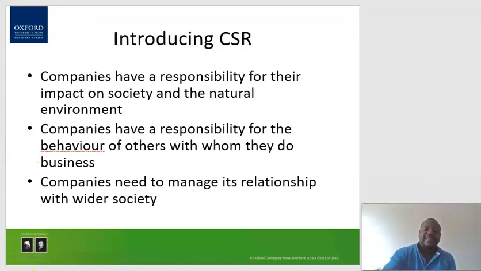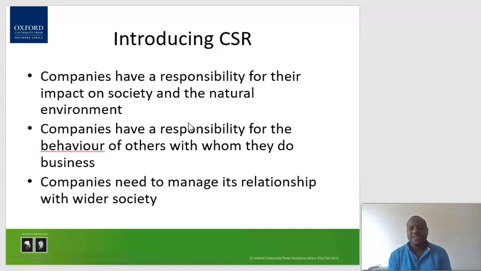As I had said, there are debates as to what exactly CSR is, and there are different views from different organizations. However, there's general consensus that corporate social responsibility includes these particular factors that we have on this slide. That companies have a responsibility for their impact on society and the natural environment. Companies must be held responsible for their impact on the society as well as on the natural environment.